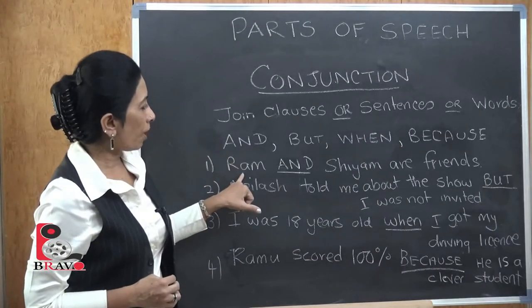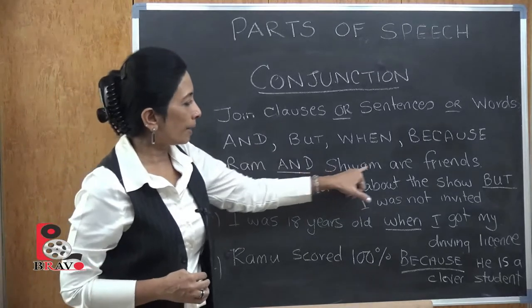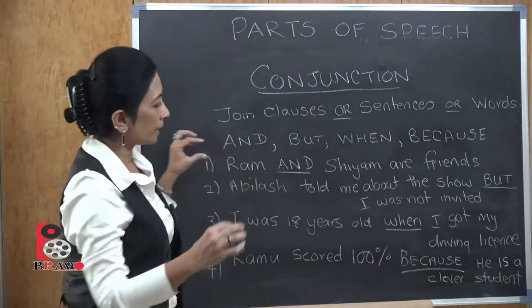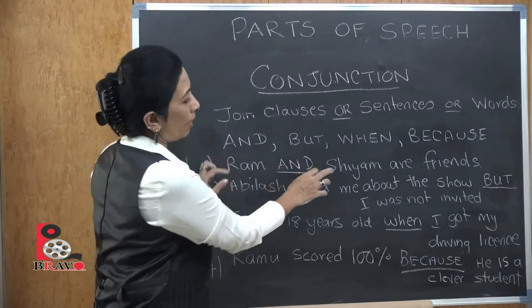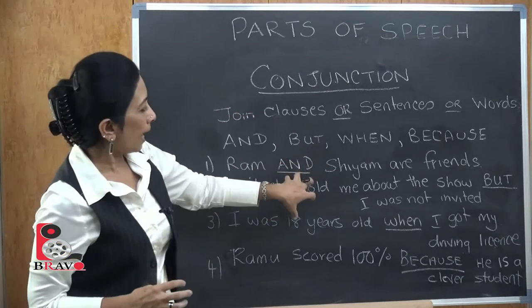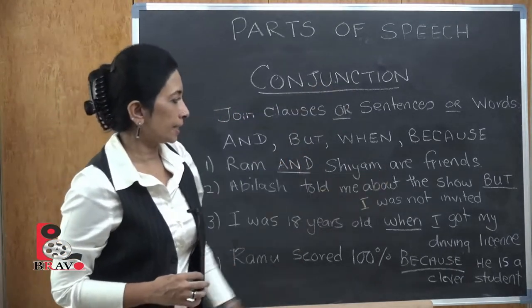First one, Ram and Shyam are friends. It's a connection of two characters called Ram and Shyam. The word and becomes a conjunction in this sentence.